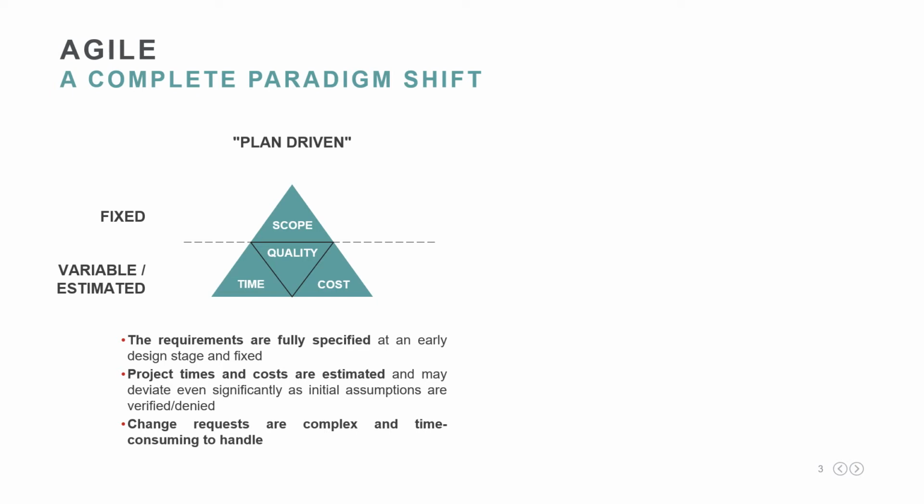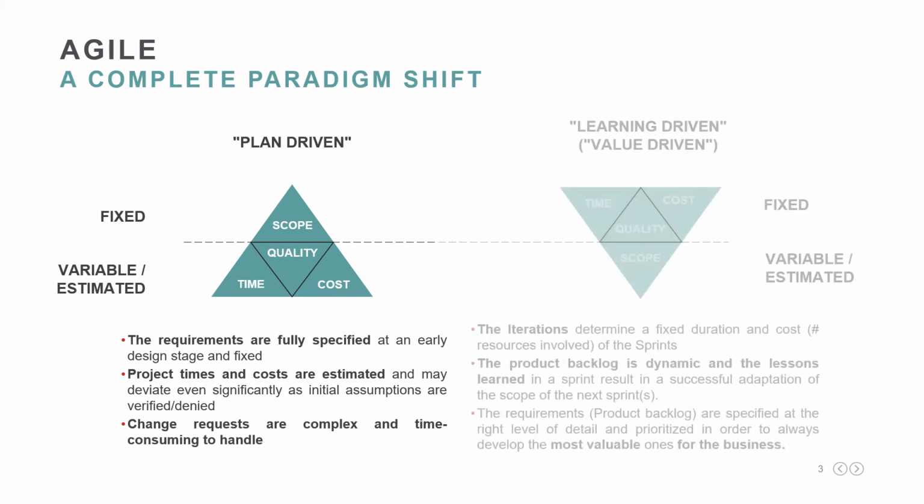On the contrary, project times and costs are estimated at project start and may deviate even significantly, as initial assumptions are verified or, most often, are not confirmed during the project. Quality is set below the line because, as seen in a previous lesson, as the project goes under pressure for some reason, the objective from the management is to maintain the scheduled release date, and this very often compromises quality.